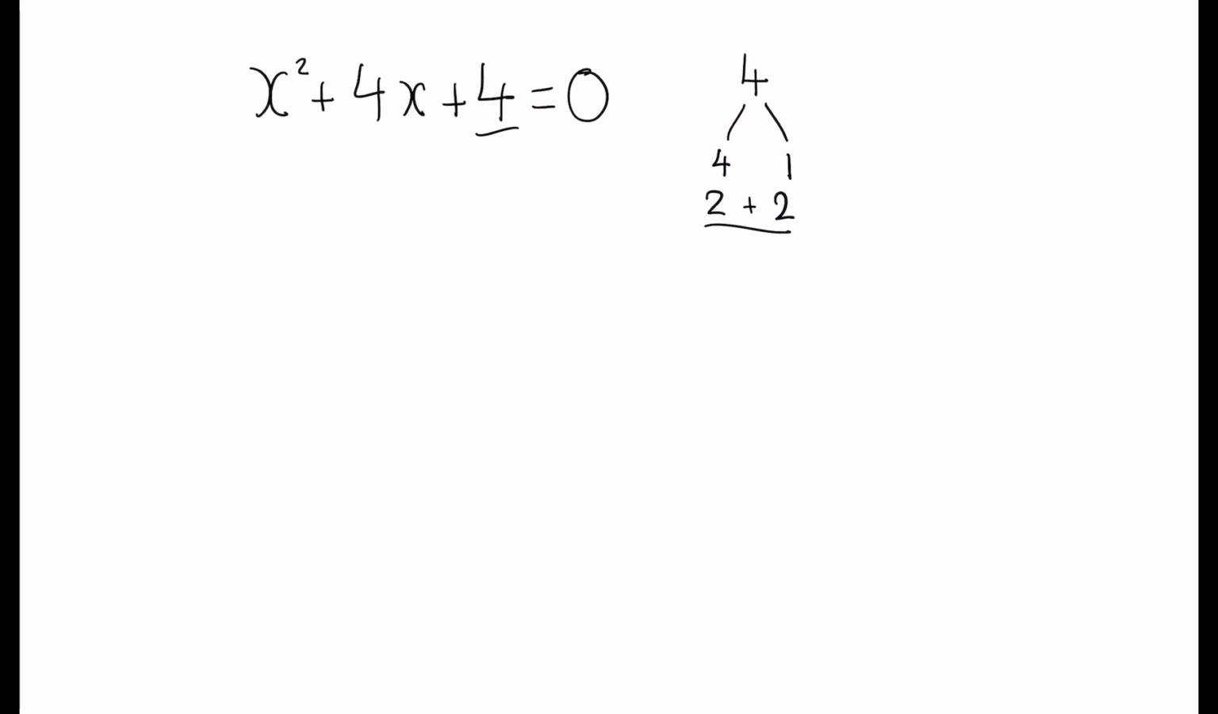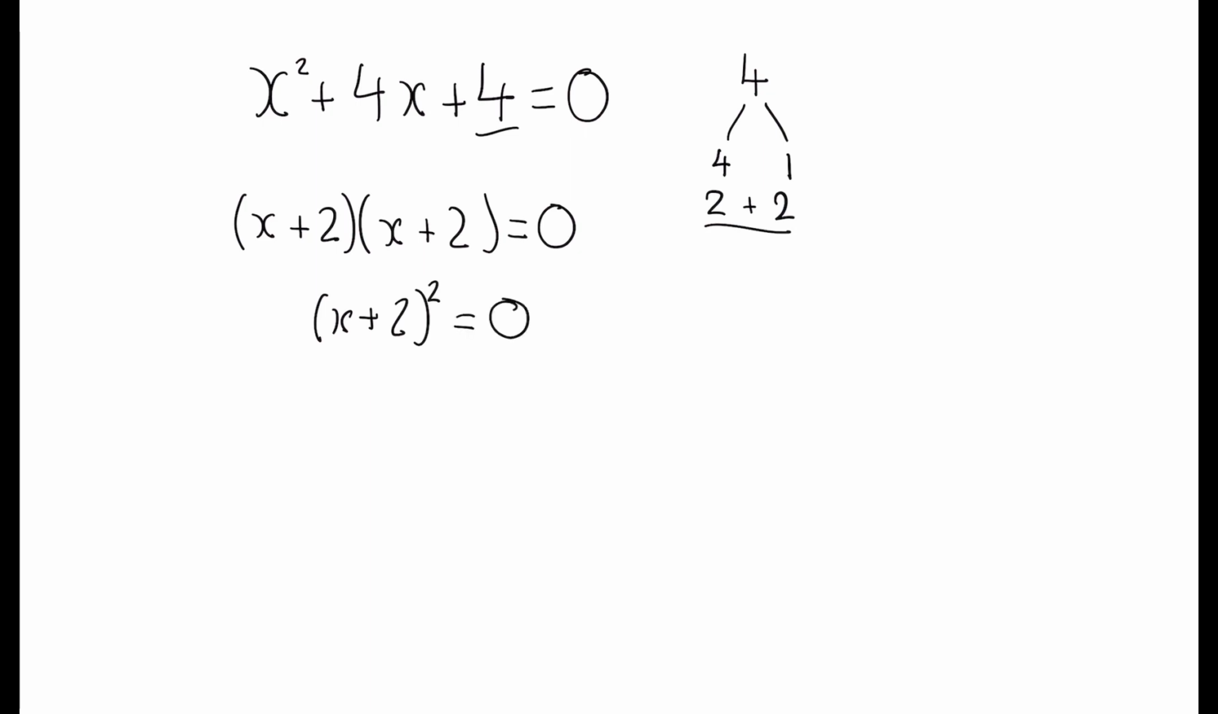So our factors are going to be x plus 2 and x plus 2 again is all equal to 0. We can simplify this and write x plus 2 squared is equal to 0, as we have the same thing multiplied by each other. And again, all we do is set what's in the bracket equal to 0.